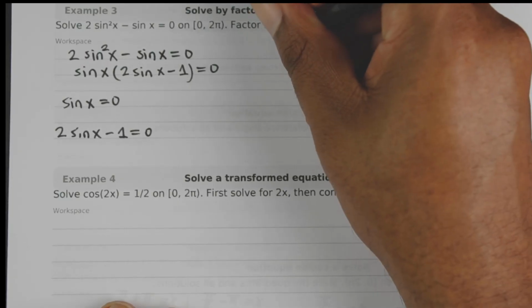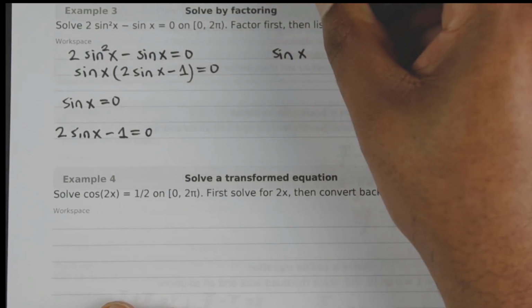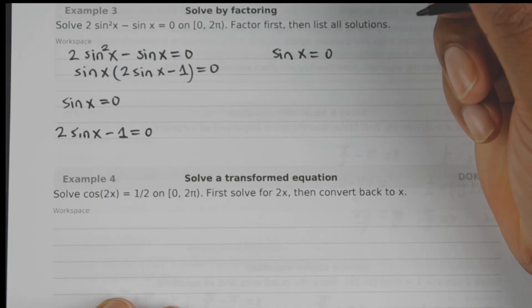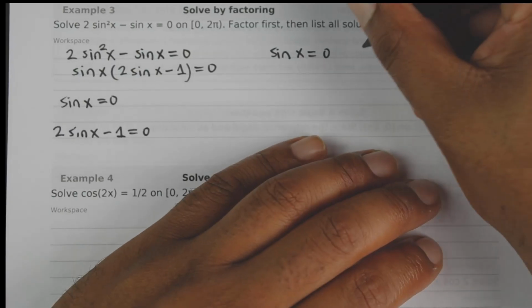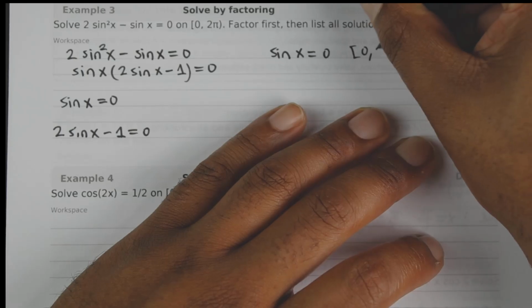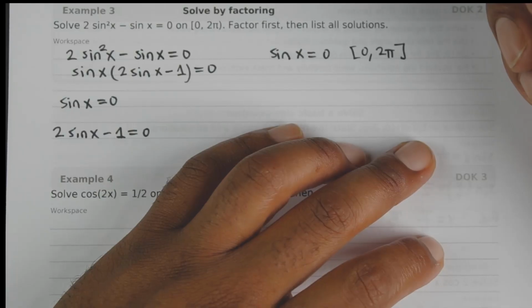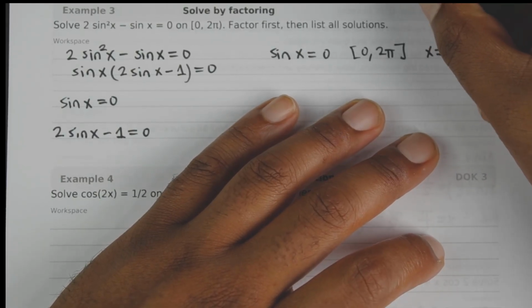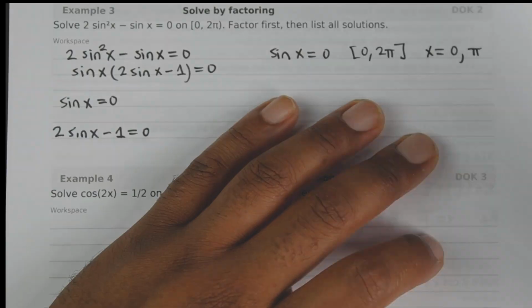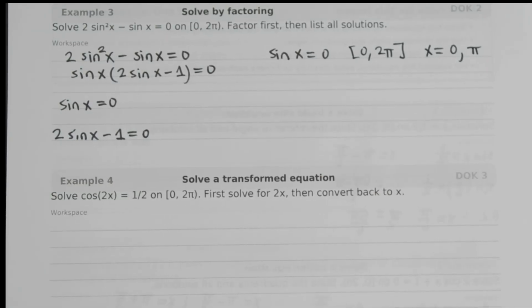So sine x equals 0 on the interval 0 to 2 pi. Sine equals 0 at x equals 0, comma, pi. Remember, 2 pi is not included because the interval is 0 to 2 pi. So now we have to solve the second equation.